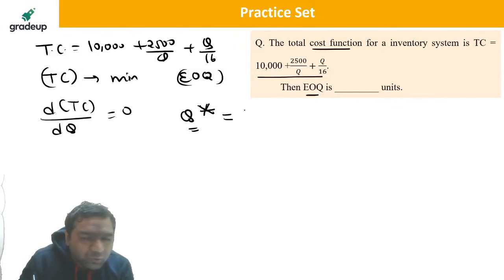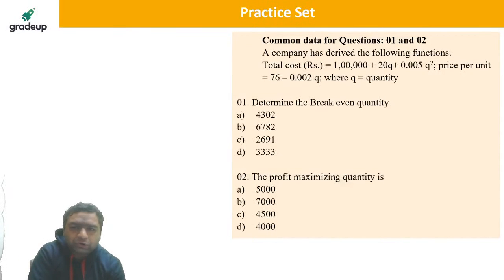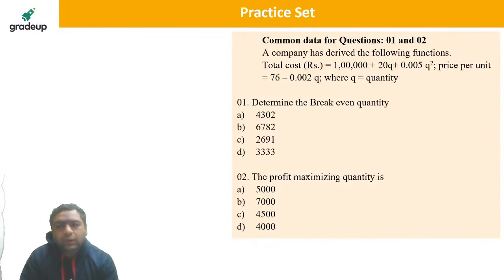Okay, so yes, Q star will be 200 units, guys. Next question, guys. Now the question is from break even quantities. Break even quantities. Very good, Saeed Akhtar.